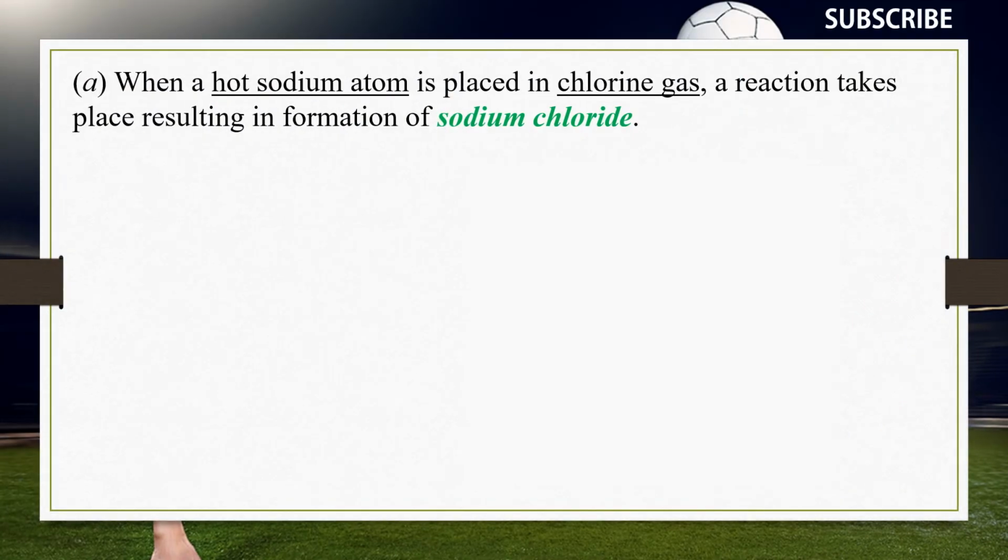Let us look at our first example, which is sodium chloride. We need to know how it is formed. Sodium chloride is also known as common salt or table salt, the one you normally add to your food to improve its taste. So whenever you have a hot sodium atom placed in chlorine, it can react, resulting in the formation of sodium chloride. So basically sodium reacts with chlorine to form sodium chloride, something like this.